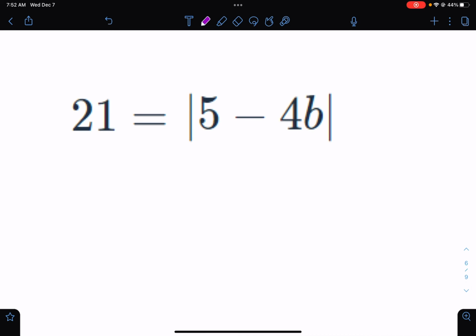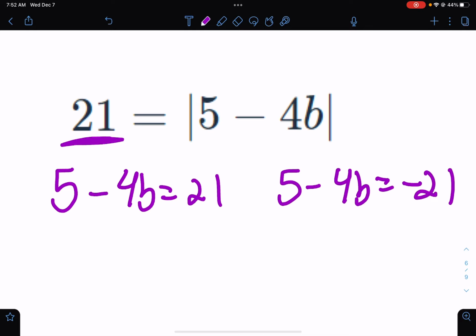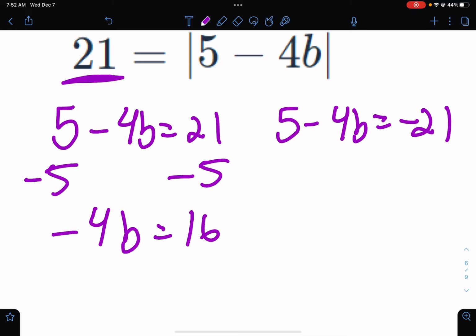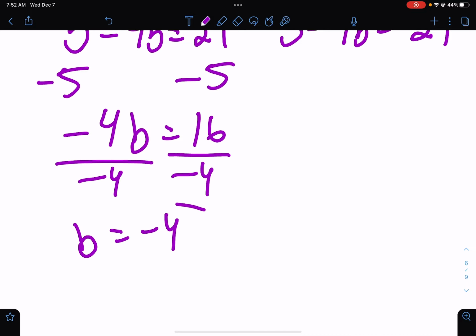Set the inside equal to positive 21 and negative 21. So we're going to say 5 minus 4b equals 21. 5 minus 4b equals negative 21. Minus 5, minus 5, we get negative 4b equals 16. Divided by negative 4, and we get that b is negative 4.